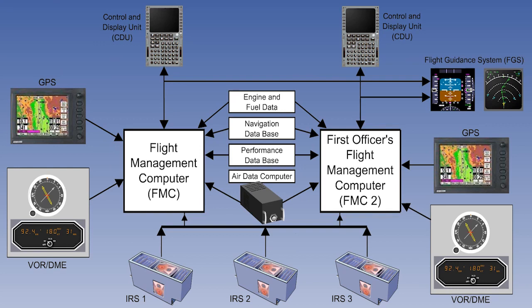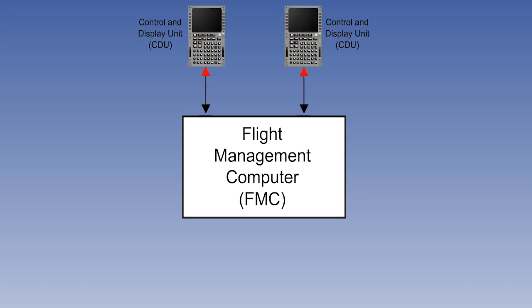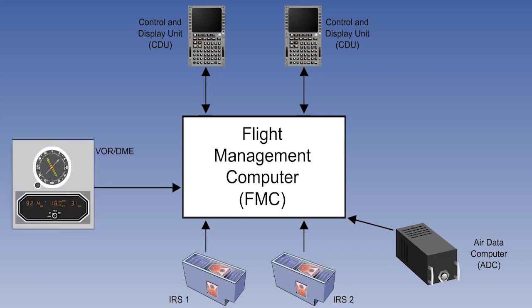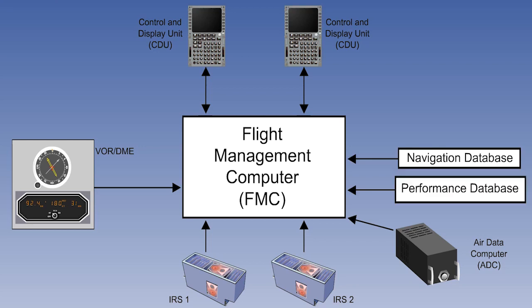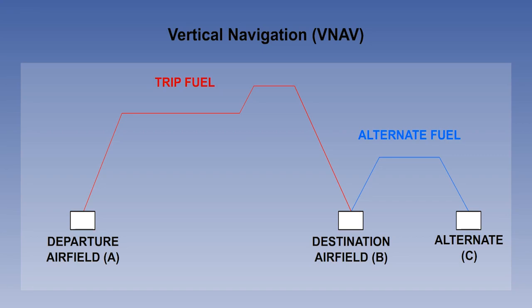Let's summarize this lesson. The flight management system is designed to provide continuous automatic navigation, guidance and performance management. They vary from type to type, but they all contain a flight management computer, a control and display unit, two or possibly three inertial reference systems, an air data computer, radio navigation inputs, navigation and performance databases, and inputs of engine and fuel data. They simultaneously compute lateral navigation, or LNAV, and vertical navigation, or VNAV.